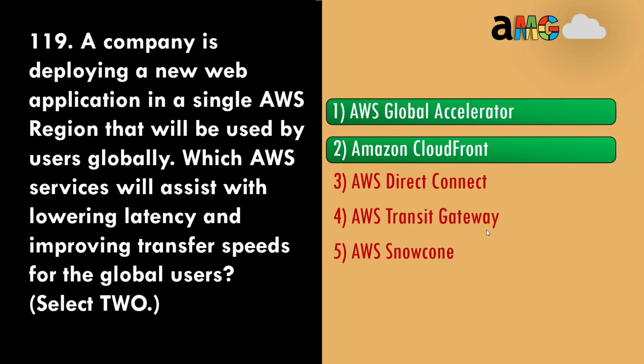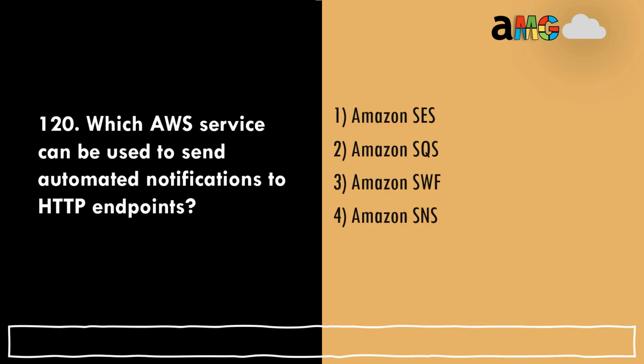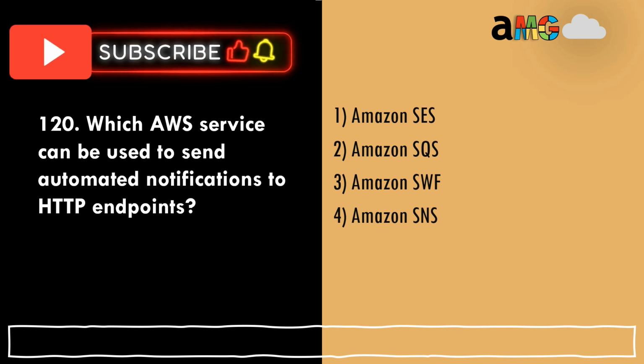Alright, so our last question is left. 120. Which AWS service can be used to send automated notifications to HTTP endpoints? So go through the answers. Your time starts now.